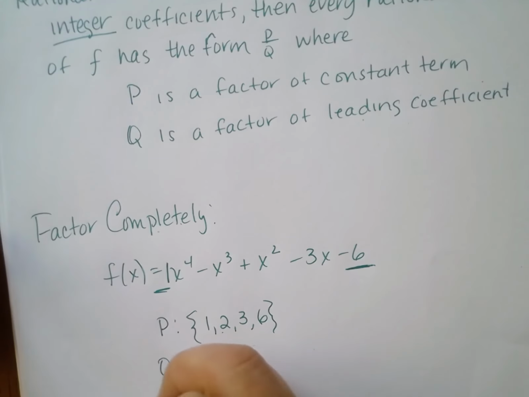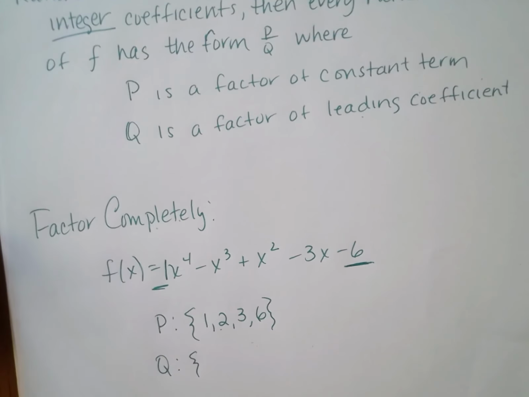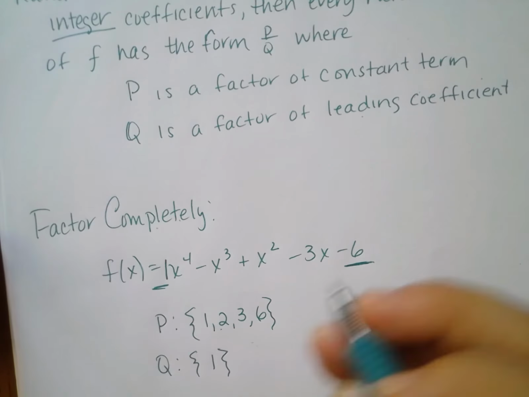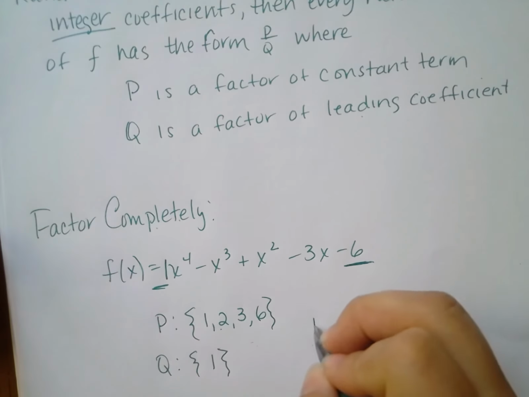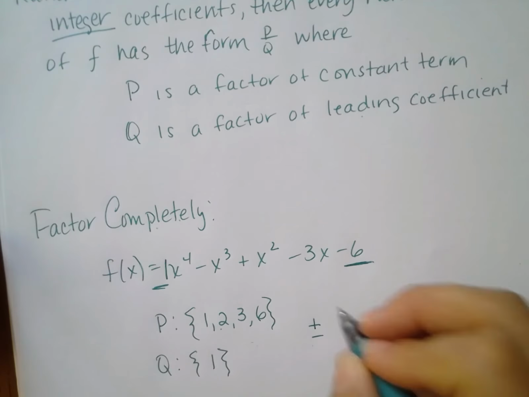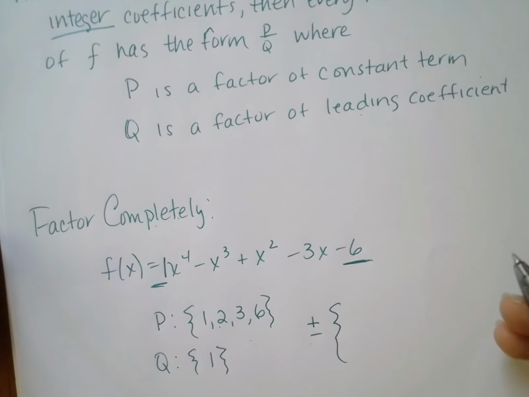Now q are factors of the leading coefficient. Now 1 is really nice because the only thing a factor of 1 can be is 1. I don't have to write it more than once. So q is 1. That means the zeros will come in the form of p over q, and it's plus and minus each one of these. I'm just going to list all the combinations.